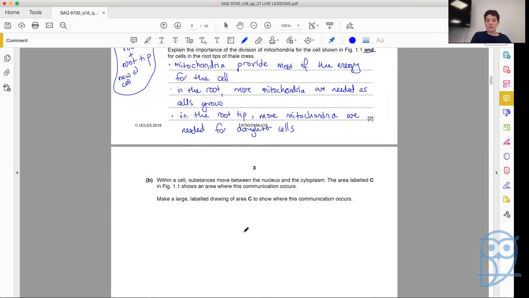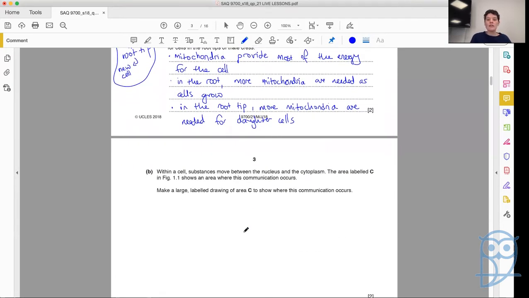So moving on to section B. Within a cell, substances move between the nucleus and the cytoplasm. The area labeled C in figure 1.1 shows an area where this communication occurs. Before we even look at it, we know that we're talking about a nuclear pore. Make a large label drawing of area C to show where this communication occurs.